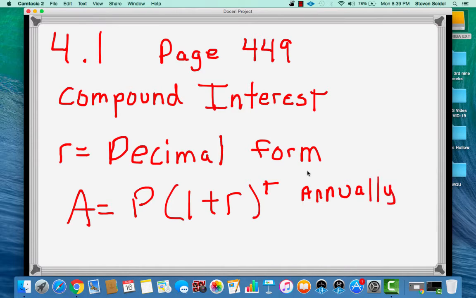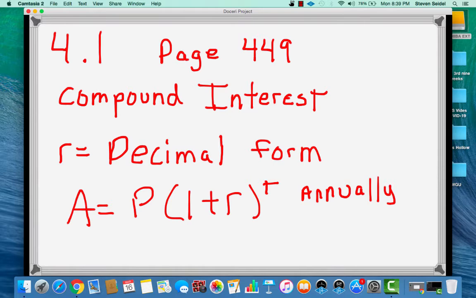Annually. So the T is in years. Rate, make sure it's in decimal form. Principal, P, that's the amount that you invest. When you plug P and R and T in, that will give you the amount that has been accrued. If you go back, A is the accumulated amount. That's the formula for annually.